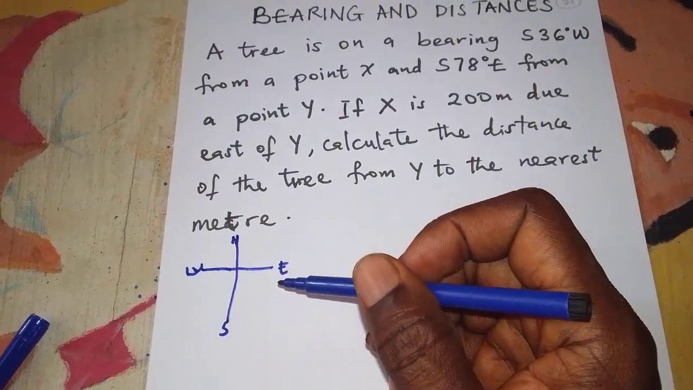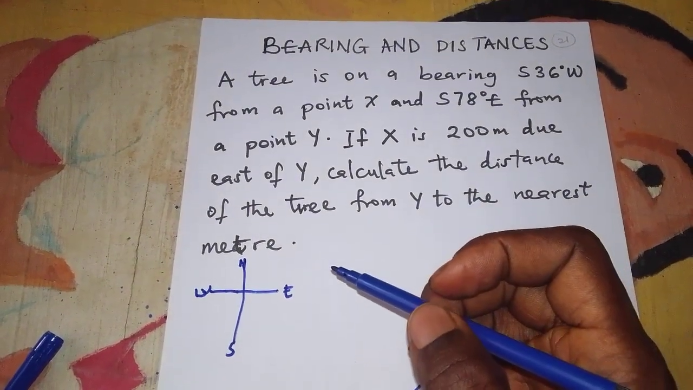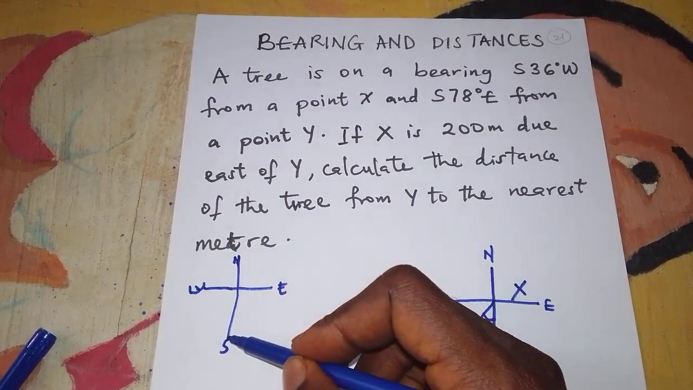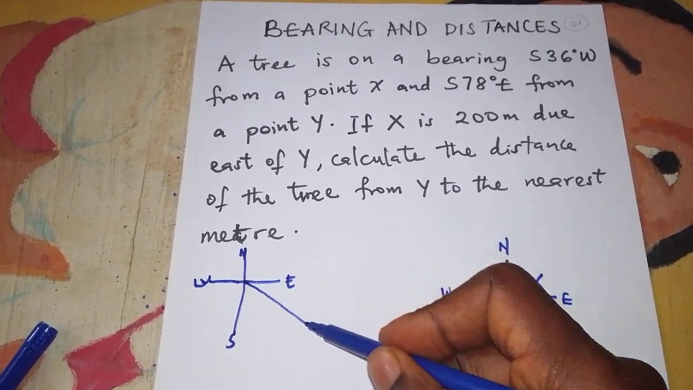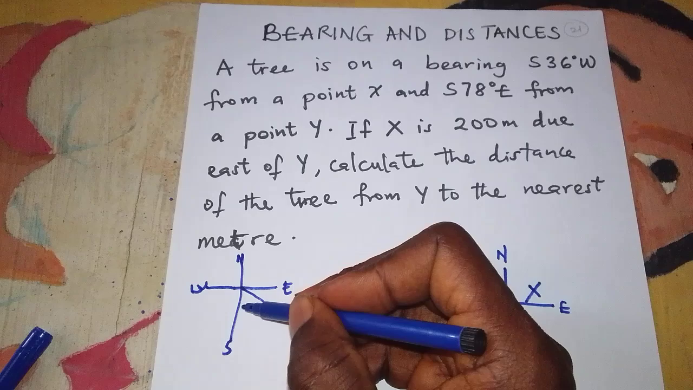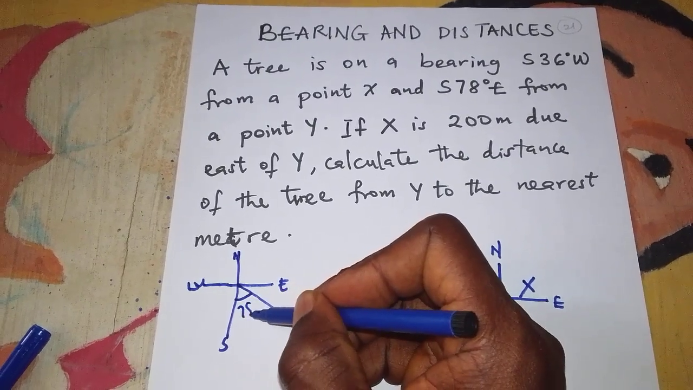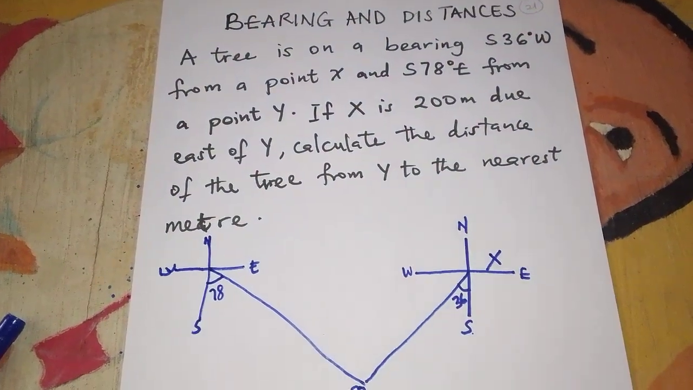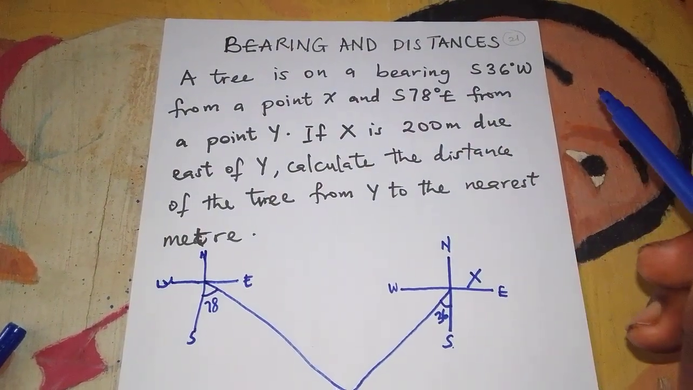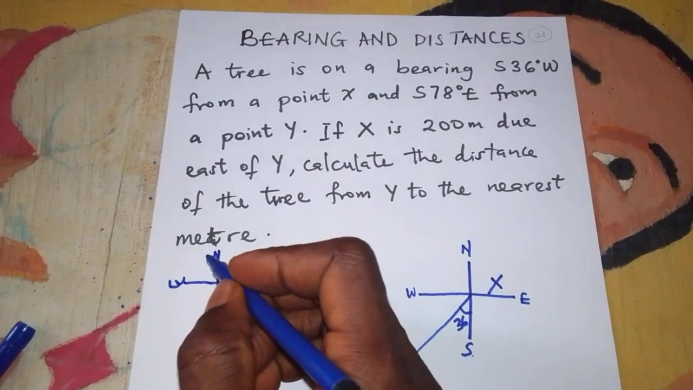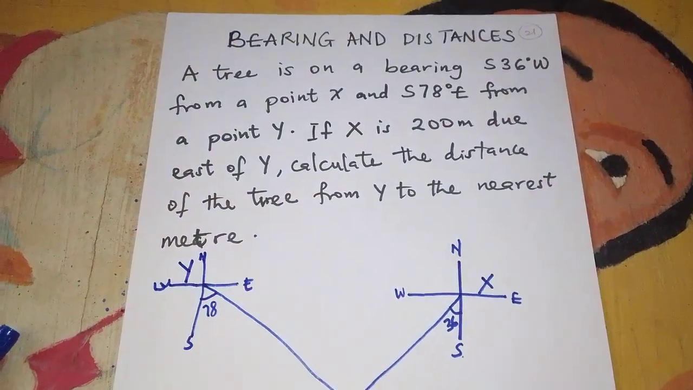So they say south 78 degrees east. So between the south and the east is 78 degrees. That means the angle here is 78 degrees. South 78 degrees east from Y. So this is point Y.